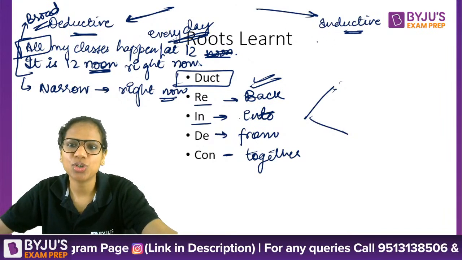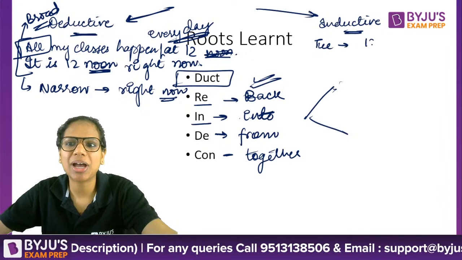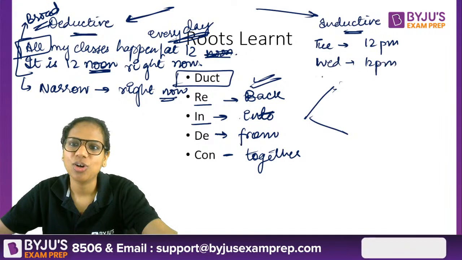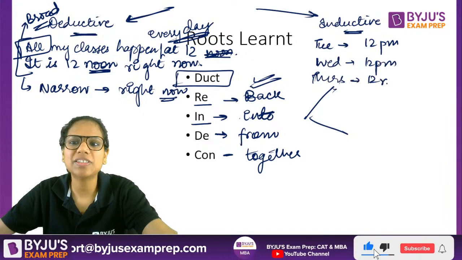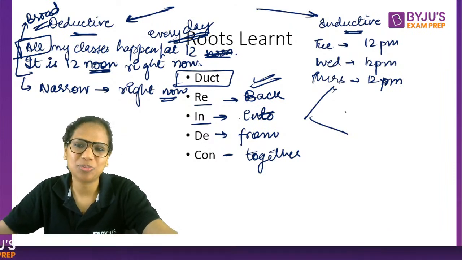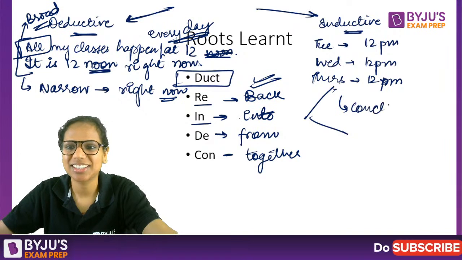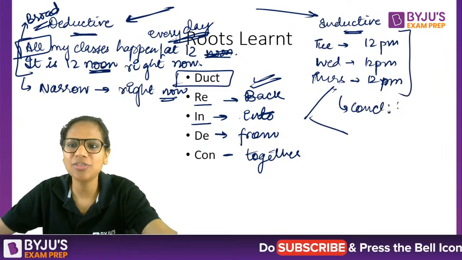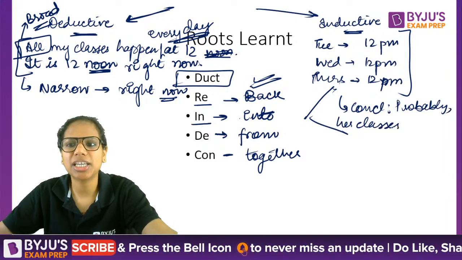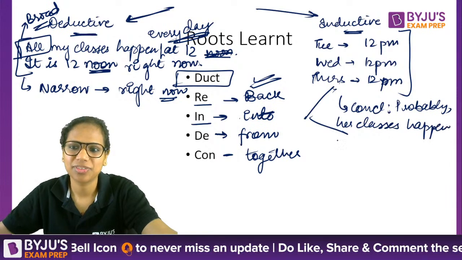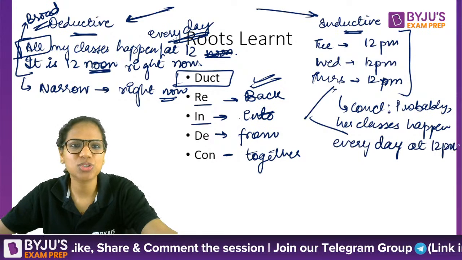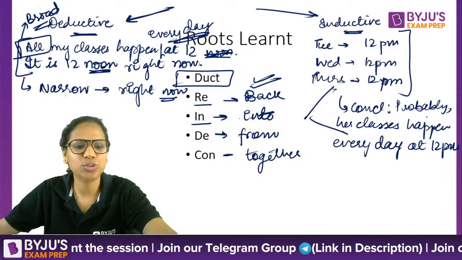On the other hand, inductive logic. If on Tuesday you say the ma'am's class happened at 12 p.m., on Wednesday you make the same statement, on Thursday also the same statement, and on the basis of that you conclude that probably ma'am takes classes every day at 12 p.m. From these 3-4 observations, you concluded that probably her classes happen every day at 12 p.m. So this is inductive logic. I hope it is now clear what I mean, from broad to narrow and from narrow to broad.